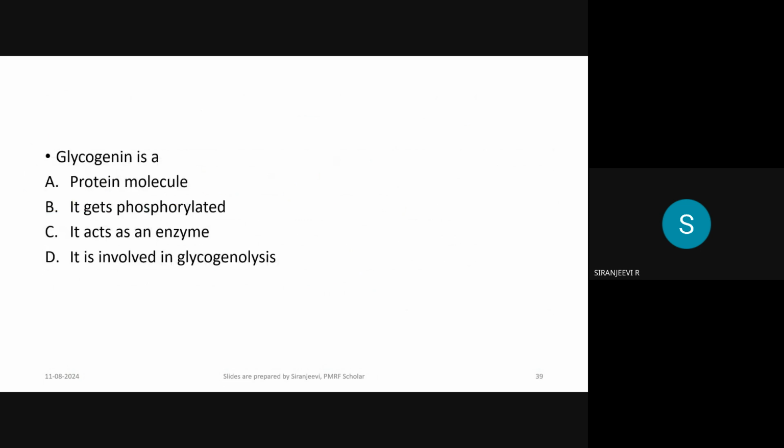Glycogenin, which we have talked about in the glycogen synthesis or glycogenesis pathway. What is correct? It's a protein molecule. Yes, it's a 37 kilodalton protein molecule. Does it get phosphorylated? No, it gets glycosylated by the molecule called UDP glucose. And it acts as an enzyme? Yes, it acts as both precursor as well as enzyme. Is it involved in glycogenolysis? No, it is involved in the glycogenesis pathway.